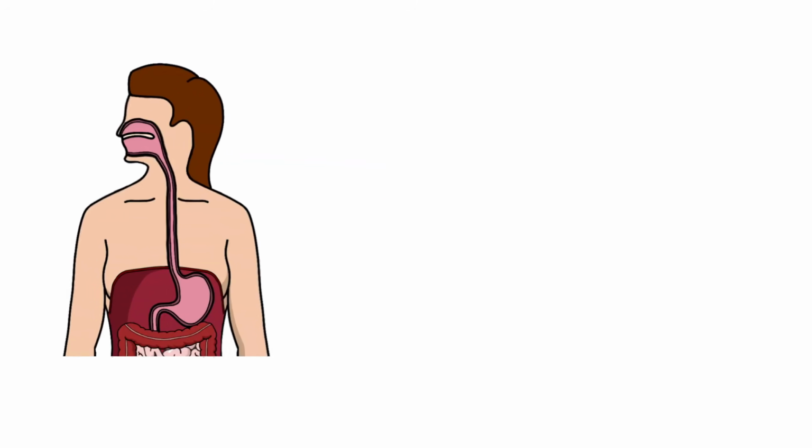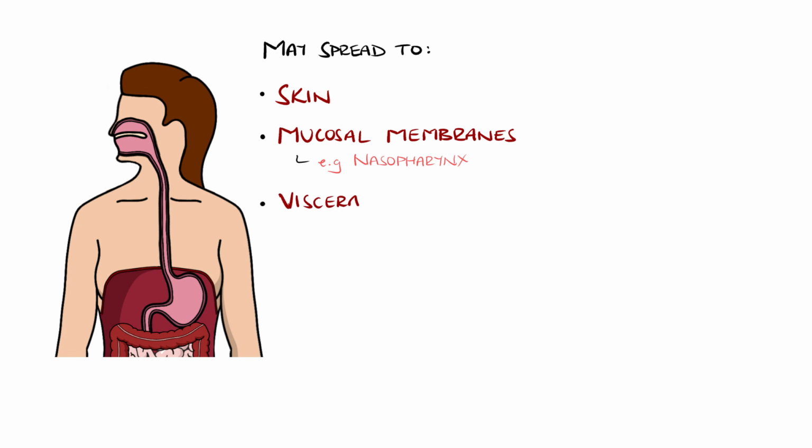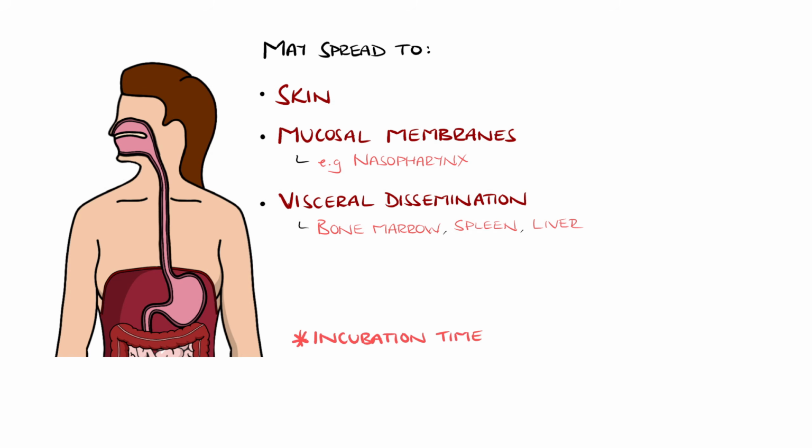Within the human, the parasite can spread to different tissues including the skin, mucosal membranes like the nasopharynx, or can disseminate, often through lymphatics and vascular systems, ultimately into the bone marrow, spleen and liver. This generates different clinical forms of leishmaniasis, with an incubation time of around 1 to 3 months on average, though this varies between the different species.